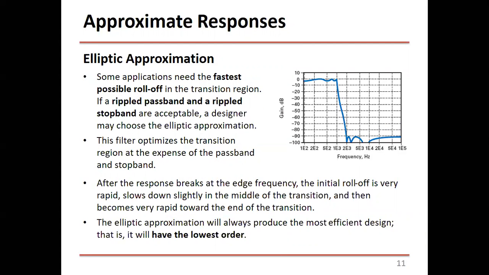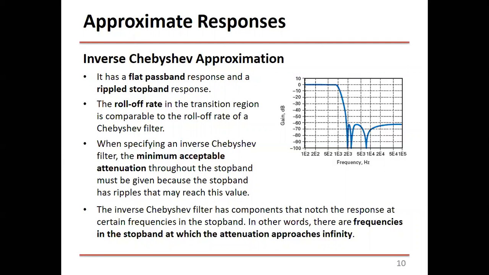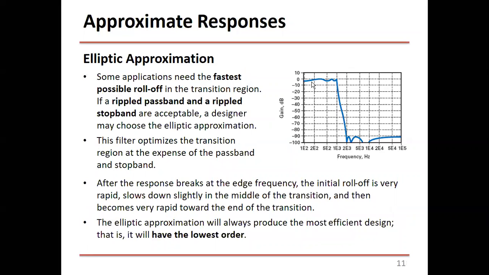The fourth one is the elliptic. Now as you see from the Chebyshev, if you allow for a ripple, whether in the stop band or the passband, you gain a higher or faster transition. Now how about if we do the ripple in both?